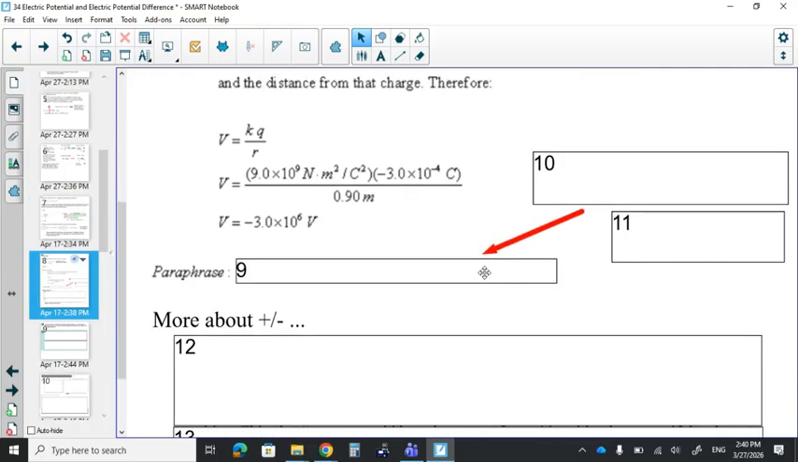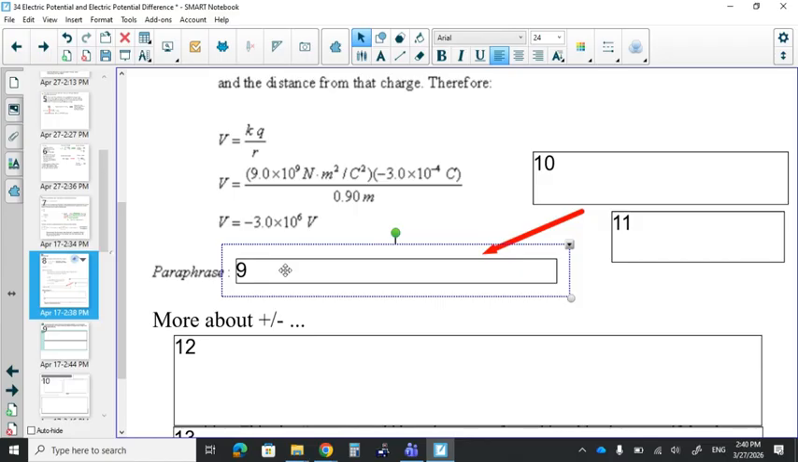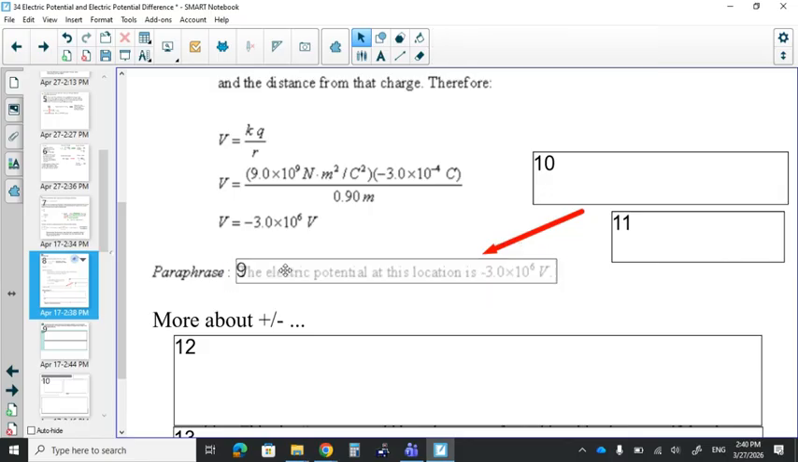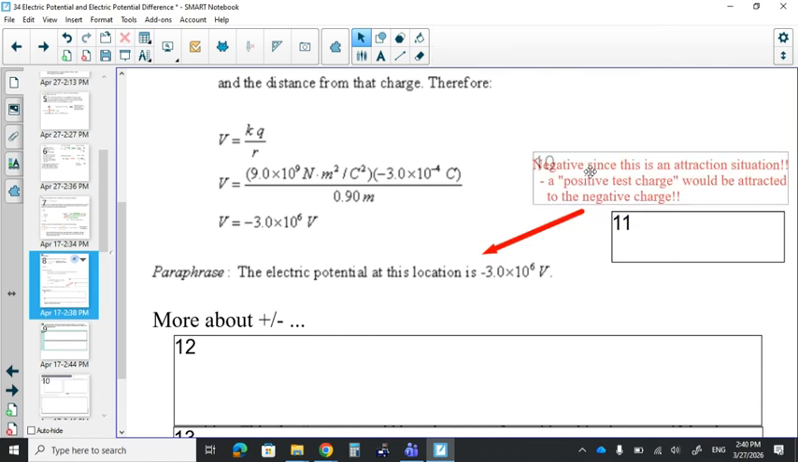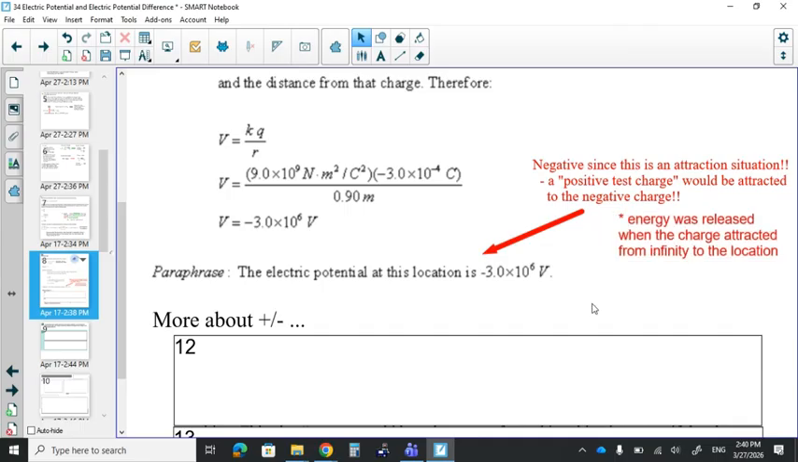All right, so paraphrasing here, we've got this -3.0 times 10 to the -6 electric potential, right? And if you notice, that's a negative number, so that's an attraction situation. So energy was released as it attracted to that spot from infinity.